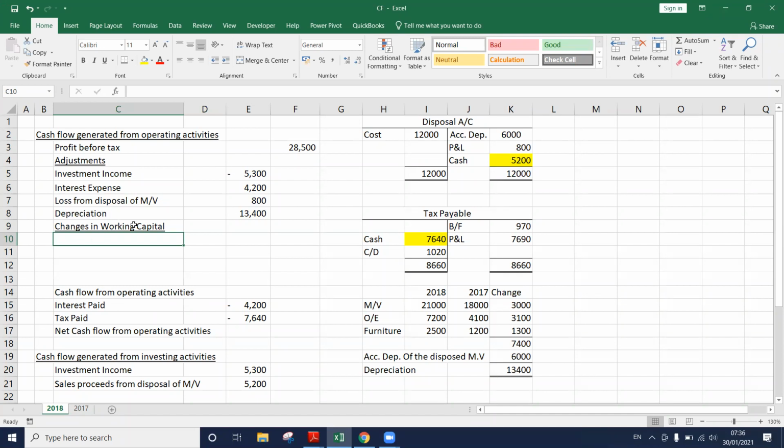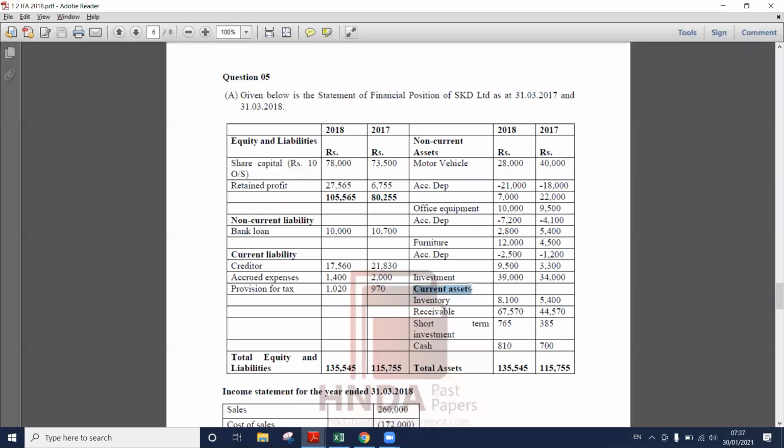Now we need to focus on the changes in working capital. When we say working capital, what do we consider? What did we say earlier? Current assets and current liabilities. If we put net working capital into a formula, net working capital equals current assets minus current liabilities. Now we need to consider the changes in those. So our full focus will be on current assets and current liabilities.